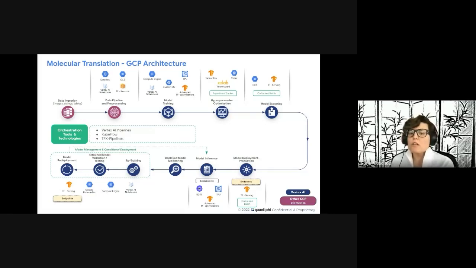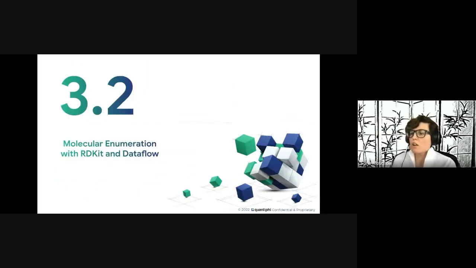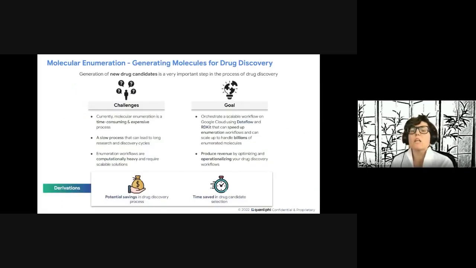The next model that we will discuss is our second use case for the day, and that is no other than molecular enumeration. Let's start by putting some context to that. What exactly is molecular enumeration? Simply put, it's the process of creating new molecules for drug discovery. The generation of new drug candidates is a very important step in the process of drug discovery.